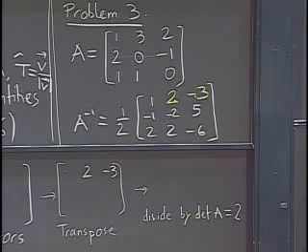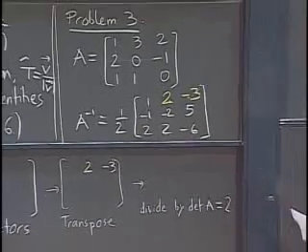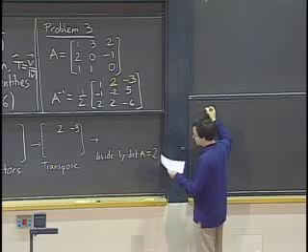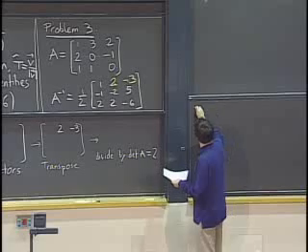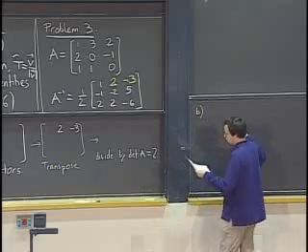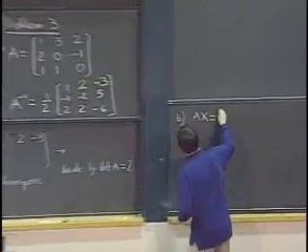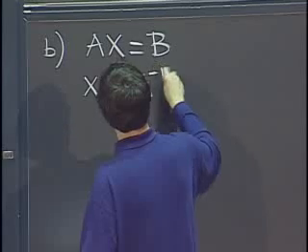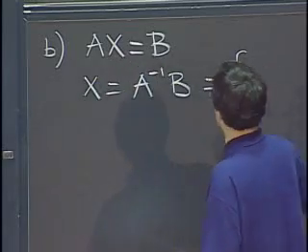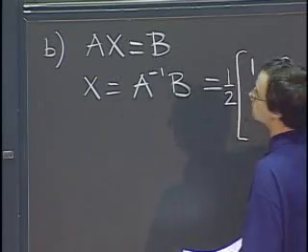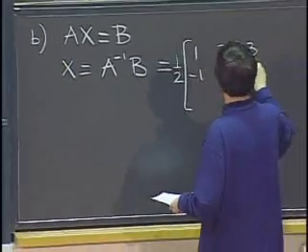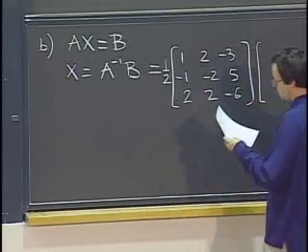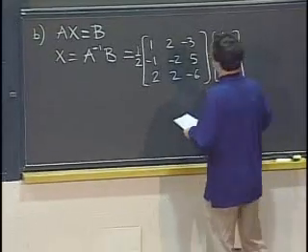Now, let's see how we use that to solve a linear system. So if we have to solve a linear system, AX equals B, well, the matrix is invertible. Its determinant is not 0. So we can certainly write X equals A inverse B. So we have to multiply, oh, there's that 1/2. 1, 2, negative 3, minus 1, minus 2, 5, 2, 2, minus 6, times B is 1, negative 2, 1.